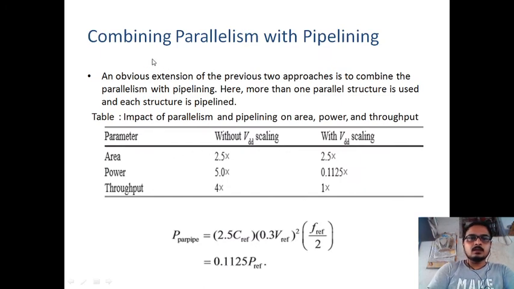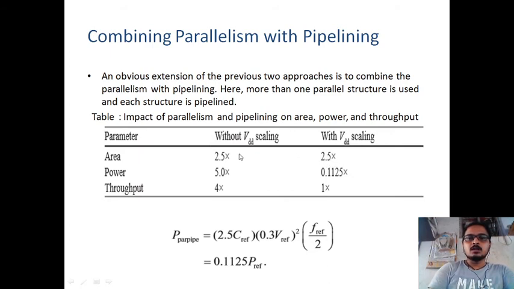See here, the final one: combining parallelism with pipelining. In this concept, we combine the two techniques, both parallelism and pipelining. See here the impact of parameters without scaling and with scaling. In this concept, the area is 2.5. With scaling, the area is also 2.5.